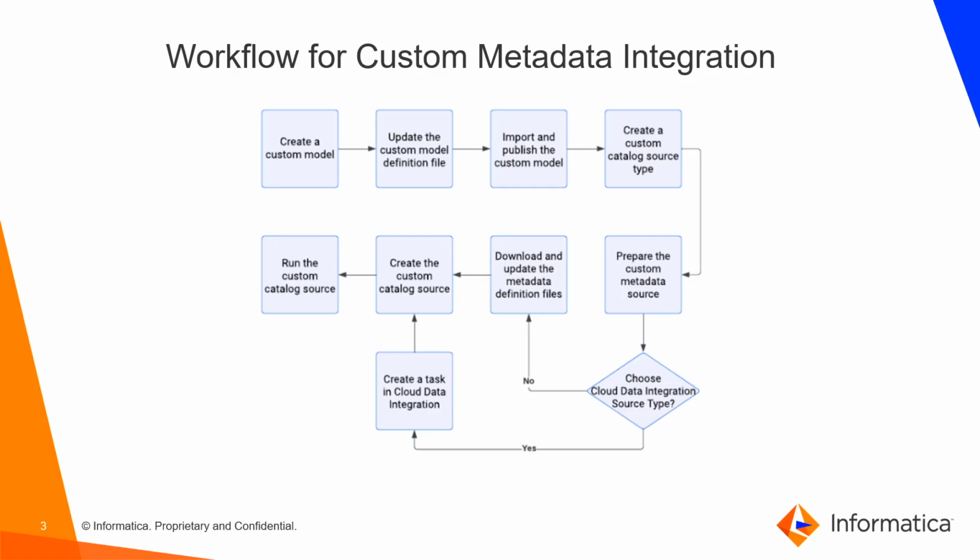The workflow for the custom metadata integration looks like this. If you want to create a custom model, the first thing we'll be doing is to update the custom model definition file. We will be importing that and publishing the custom model. Once it is published, we will be creating a custom catalog source type, for example, a database type or a file type.